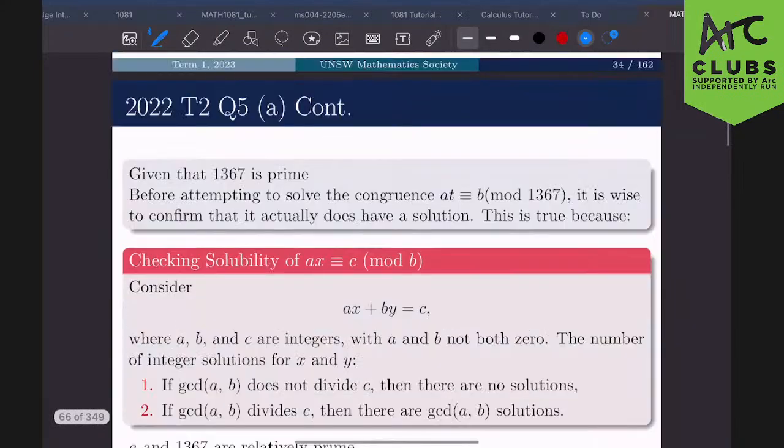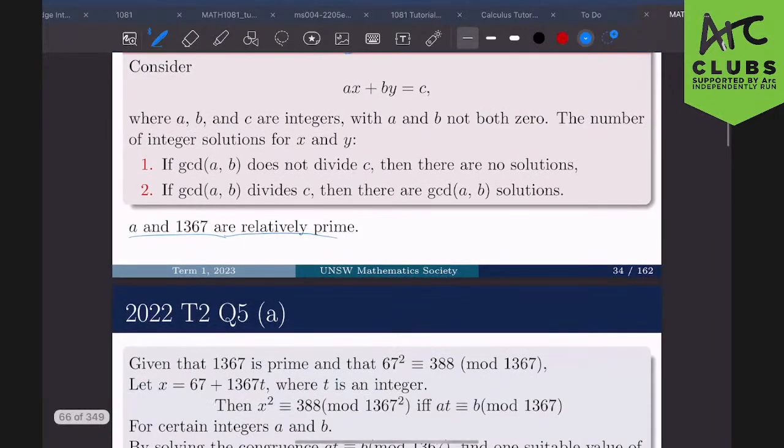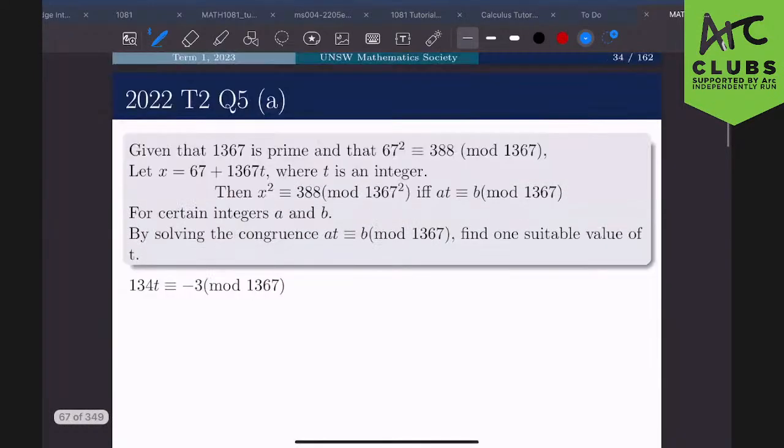In the original question, they give you a bunch of options, but this is the only one that actually matters. So the reasoning is that A and 1367 are relatively prime because the GCD is 1, so it will always divide this number here, so there will always be a solution. Right.